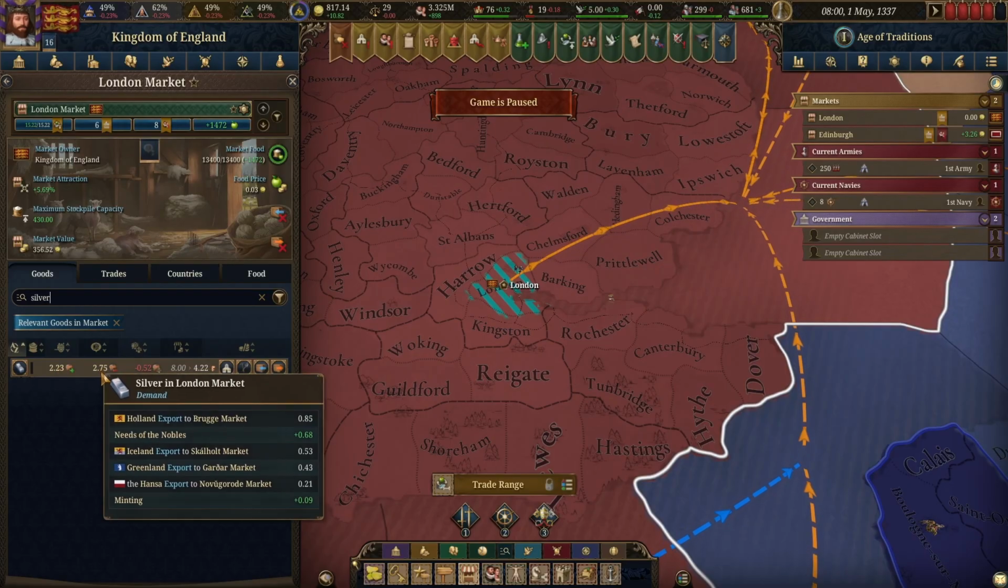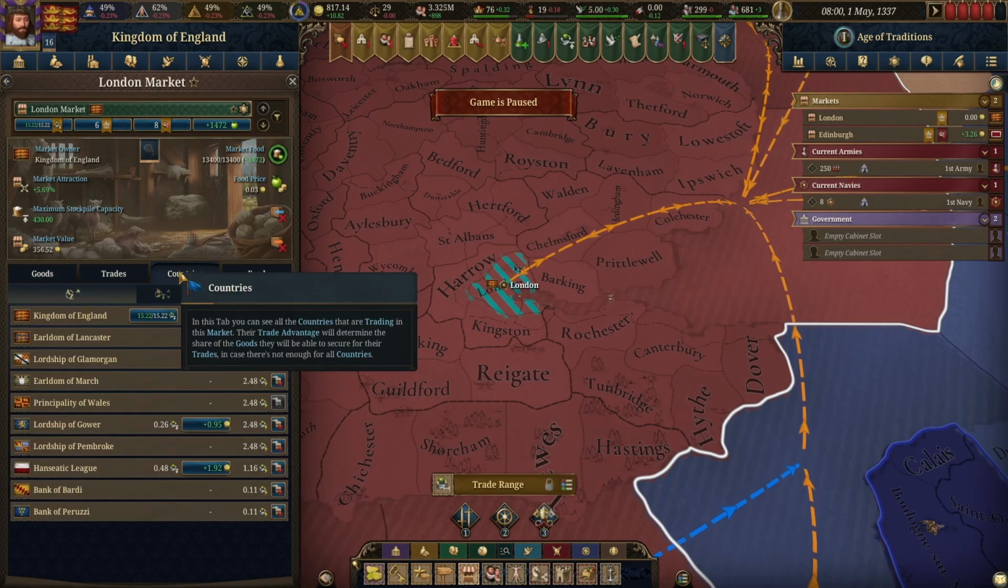Of that 2.23 silver good, 0.68 is being used by our nobles, and 0.09 is being used for minting. Now, after these needs are met, because we have some left over, other countries are requesting us to export those goods, notably Holland, Iceland, Greenland, and the Hansa League. But not all of them will be able to fill their orders because we won't have enough left over at the end of the day.